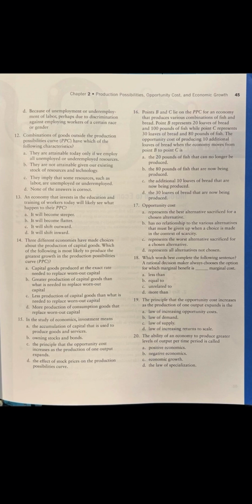14. Three different economies have made choices about production of capital goods. Which of the following is most likely to produce the greatest growth in the production possibilities curve? A. Capital goods produced at the exact rate needed to replace worn-out capital. B. Greater production of capital goods than what is needed to replace worn-out capital. C. Less production of capital goods than what is needed to replace worn-out capital. D. More production of consumer goods that replace worn-out capital.